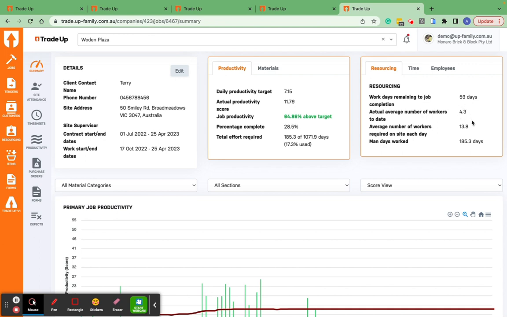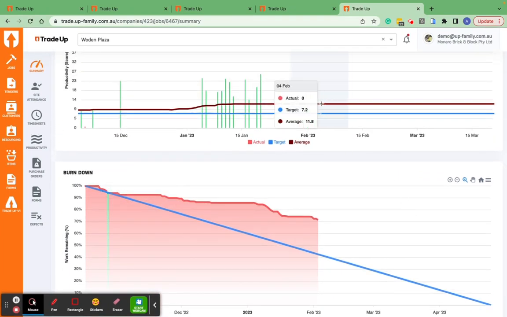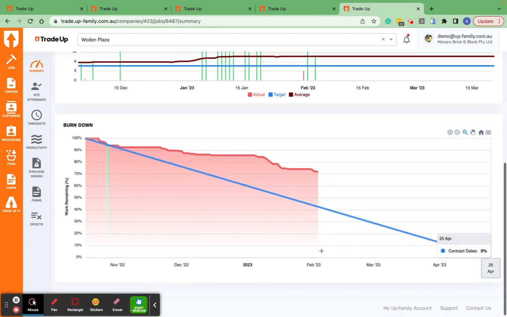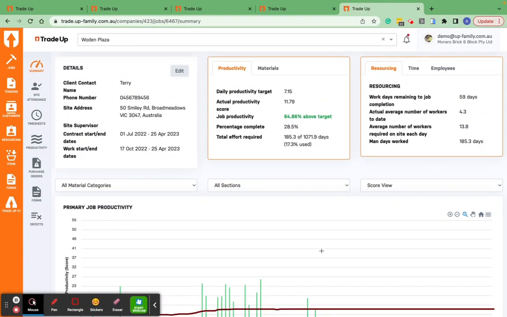And actually, TradeUp's telling us if we want to get this job done on time, if we want to finish it by the 25th of April this year, we actually need 13.8 people on site every day. And so if we look down the bottom here at our burn down graph, even though our productivity average is really high here, and that's great, we don't have enough people on site. And so this job isn't going to finish on time. And so that's the type of information that you can get from measuring your progress and productivity from TradeUp.